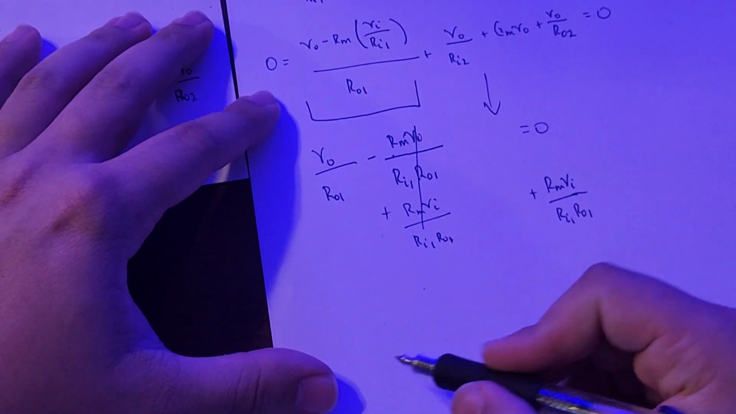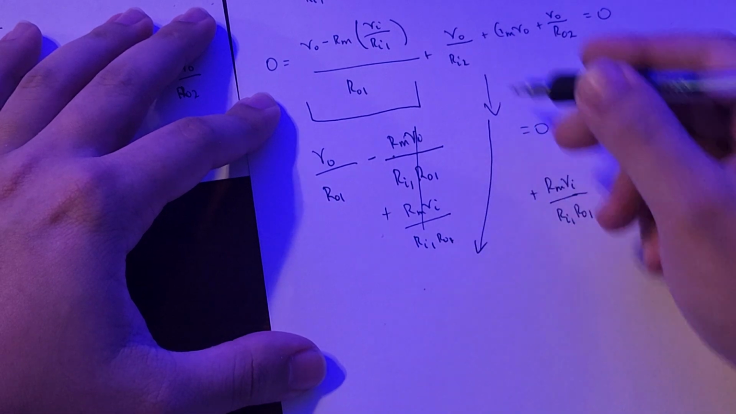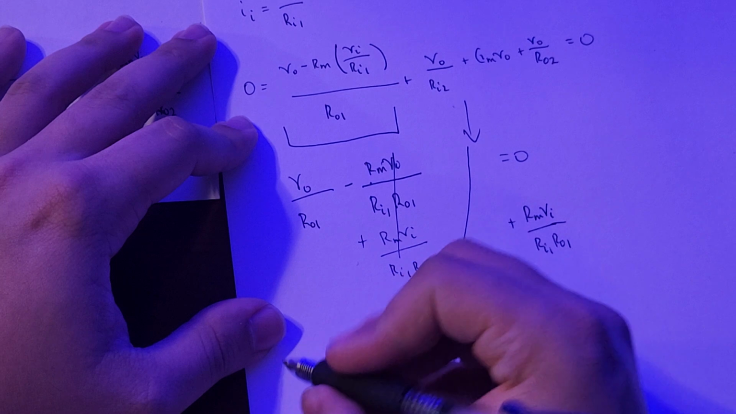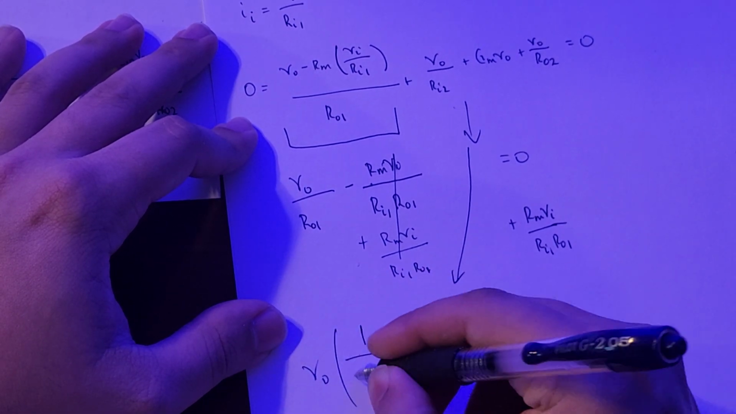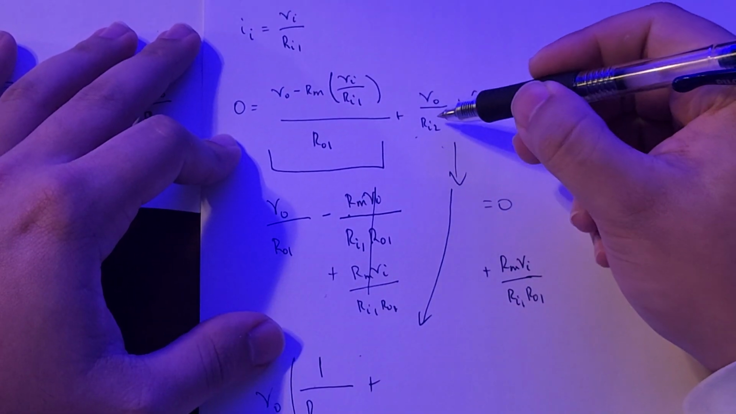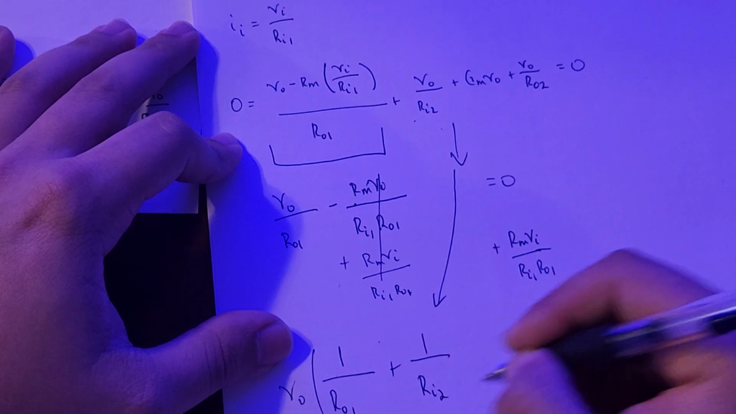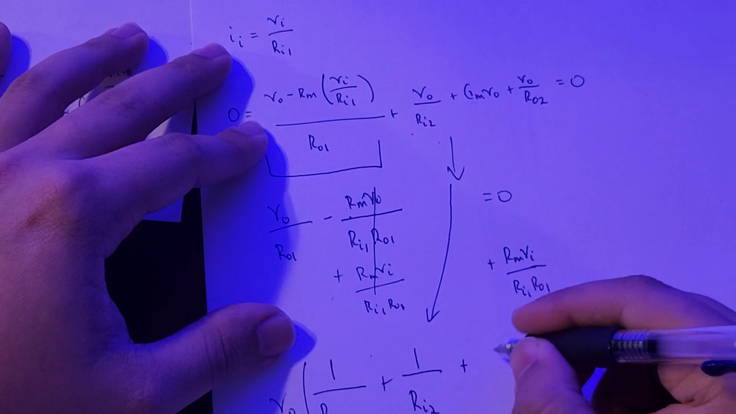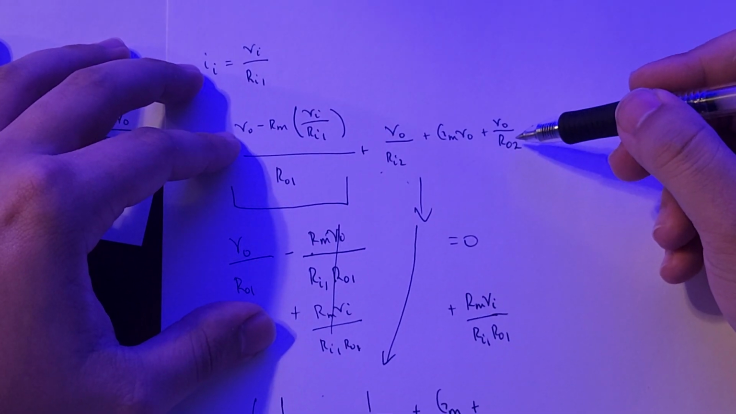Now what we can do though is we can take out the VO. So again, let's drop down these VO terms. Let's factor out VO. Well, what do we get? We get 1 over Rout1 plus 1 over Ri2 plus GM plus 1 over Rout2.